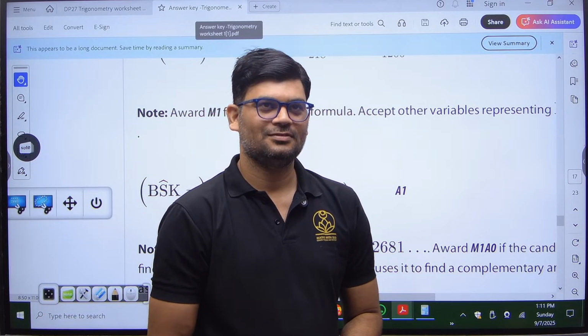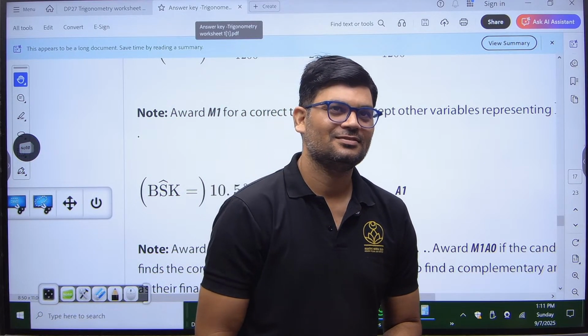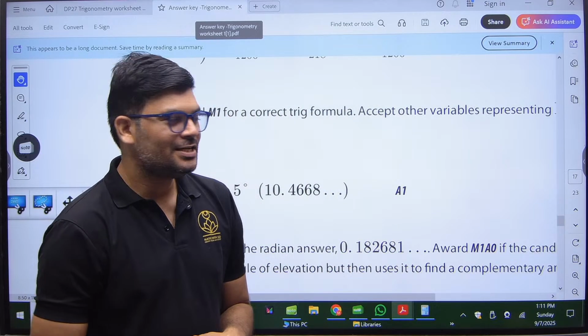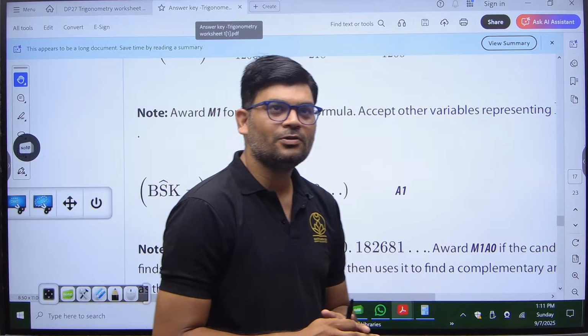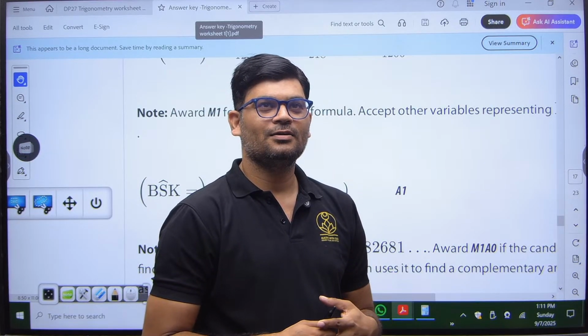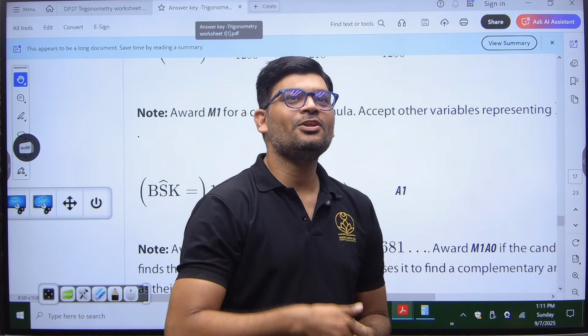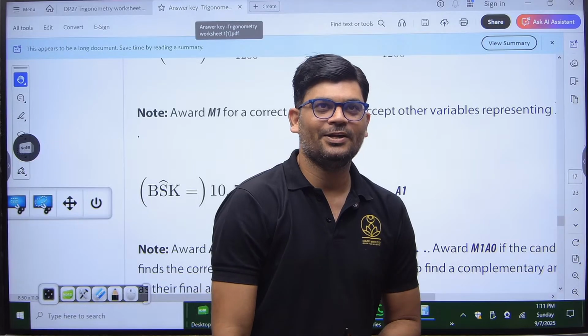You are finding it difficult to find inverse angles? I'm not finding it difficult. My calculator doesn't have that option. Every calculator has that option, beta. Do you have a Windows laptop? Windows, but the calculator is... Share your screen. I will guide you on how to use it.